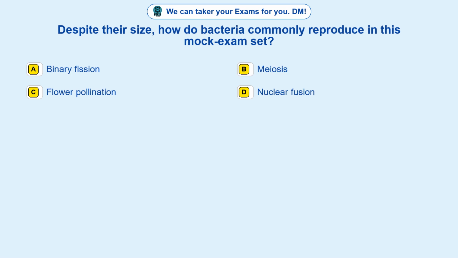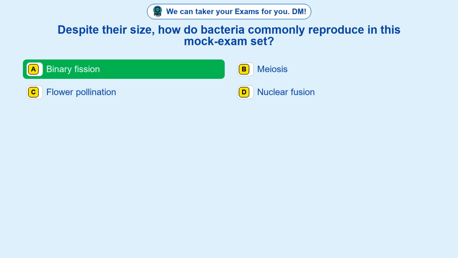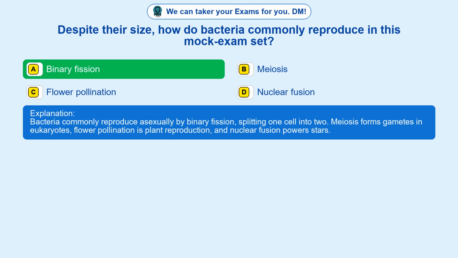Question 25. Despite their size, how do bacteria commonly reproduce in this mock exam set? Option A, binary fission. Option B, meiosis. Option C, flower pollination. Option D, nuclear fusion. The correct answer is option A. Binary fission. Bacteria commonly reproduce asexually by binary fission, splitting one cell into 2. Meiosis forms gametes in eukaryotes, flower pollination is plant reproduction, and nuclear fusion powers stars.